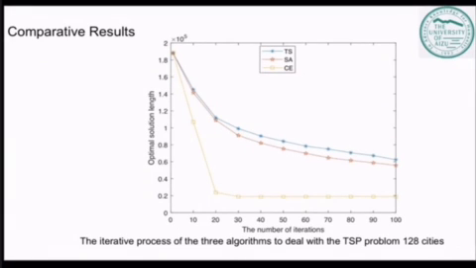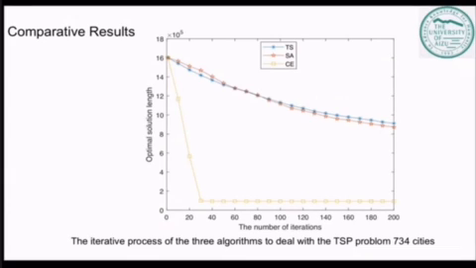As shown in the figure, these are the results obtained when the three algorithms deal with the TSP problem with the number of cities of 128. And these are the results for the TSP problem with the number of cities of 734. From the above three broken line graphs, we can all get the same conclusion. The result of the chaotic evolution algorithm is significantly better than the other two comparison algorithms.